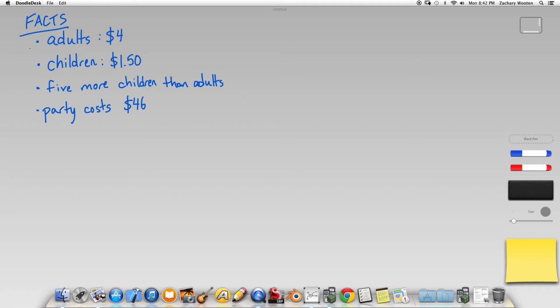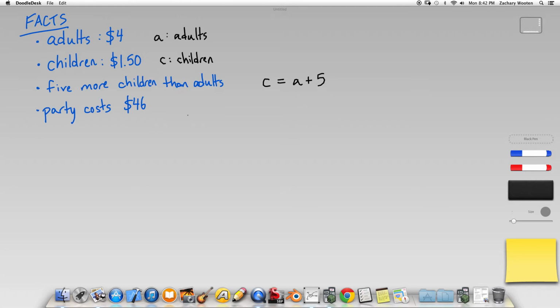So let's let the letter A represent how many adults we have. And we're going to let C represent the number of children in this problem. Now, I already know how much each costs, so these don't represent the cost. They just represent how many adults and how many kids show up. So I know there are 5 more children than adults. That means if I want to figure out how many kids there are, I just take the number of adults and I add 5. So there's one equation.